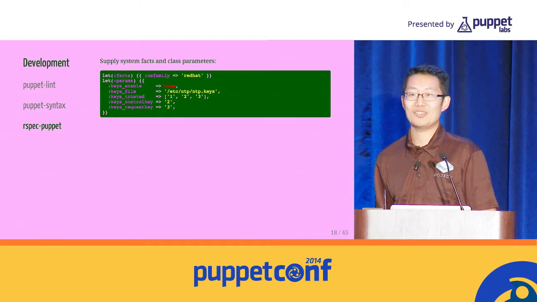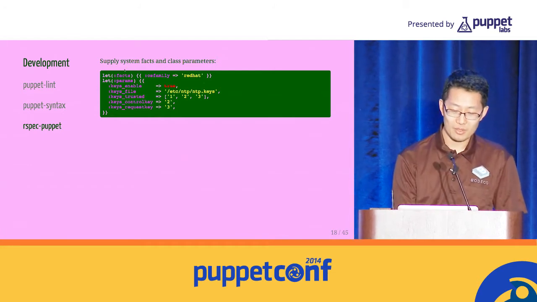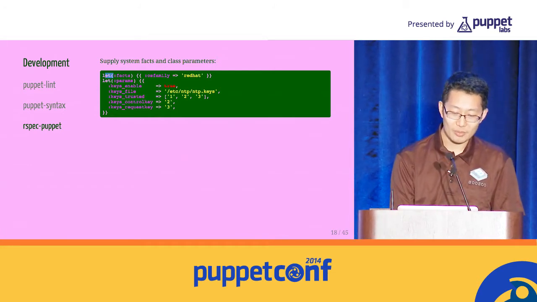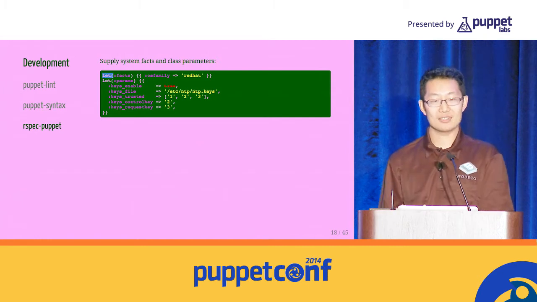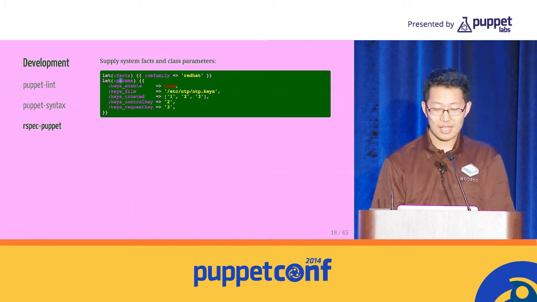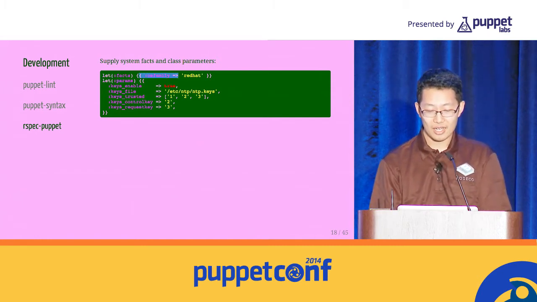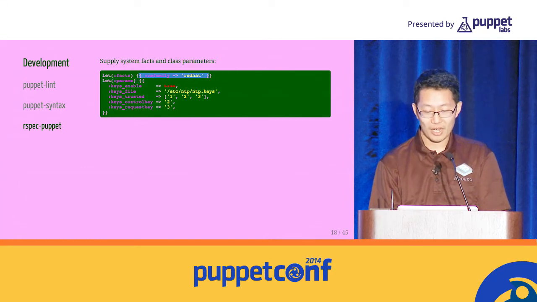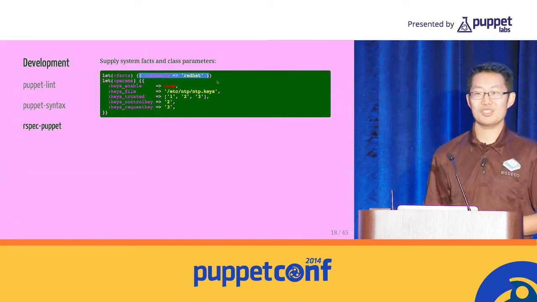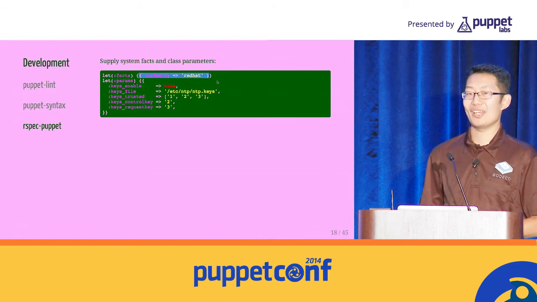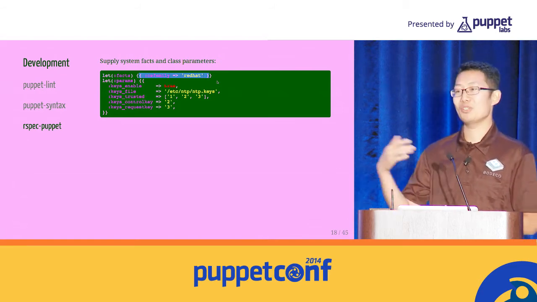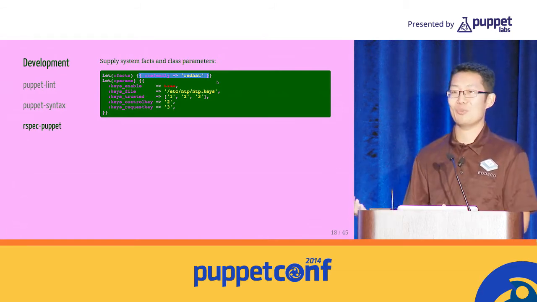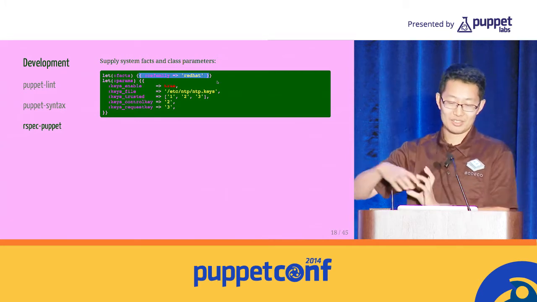And you supply the fact information inside the Rspec test by saying let facts, with a symbol in front of facts. And then inside a hash right here, you can specify all the facts about the system. So in this really simplified case, I'm only providing one fact called OS family. But when you run the test and it fails and says, hey, I don't have information about this fact, just supply it, because you supply the minimum set.